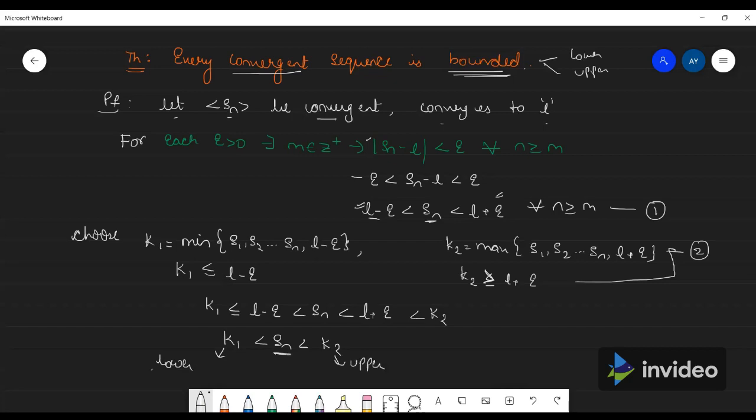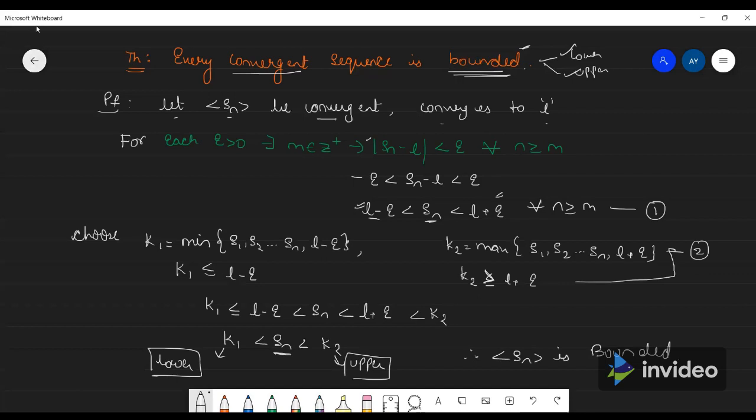Now Sn has both a lower bound and an upper bound. What is the definition of boundedness? If it has both a lower and an upper bound, we refer to it as bounded. Therefore, we can say the sequence Sn is clearly bounded.